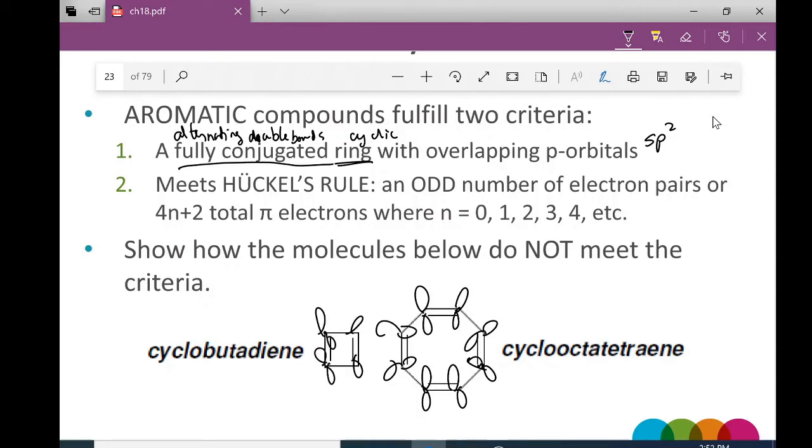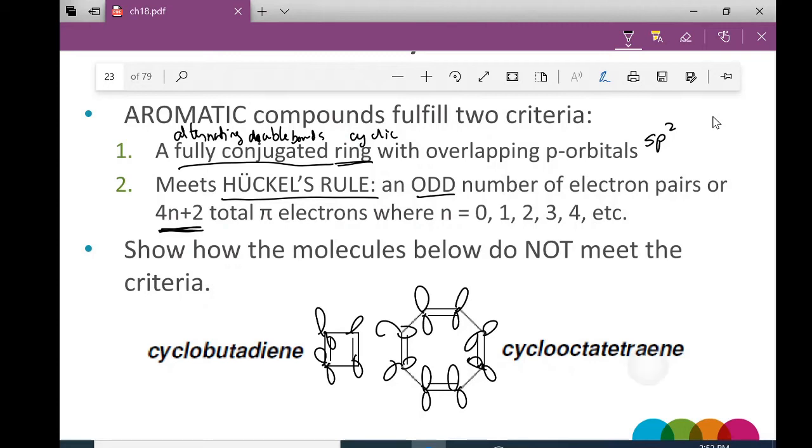So there must be something else that makes them not aromatic. And that is Huckel's rule. Huckel's rule says that the molecule must have an odd number of electron pairs, which gives it 4n plus 2 total pi electrons, where n is an integer. So it has to meet this criteria also in order to be aromatic. Okay, so these don't meet the 4n plus 2 rule.